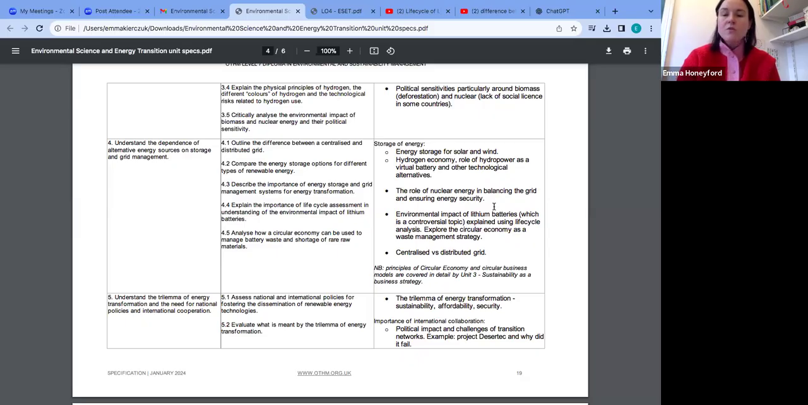which is a very controversial topic if you're maybe aware already, and explain how to use life cycle analysis, so what life cycle analysis is and why is it important when we think about comparing different renewable alternatives. And explore the circular economy as a waste management strategy. So encouraging circular economy principles for the energy sector is massive at the moment. So we'll cover that, and we'll talk around what does it look like to have a centralised versus a distributed grid, and what challenges that will present.